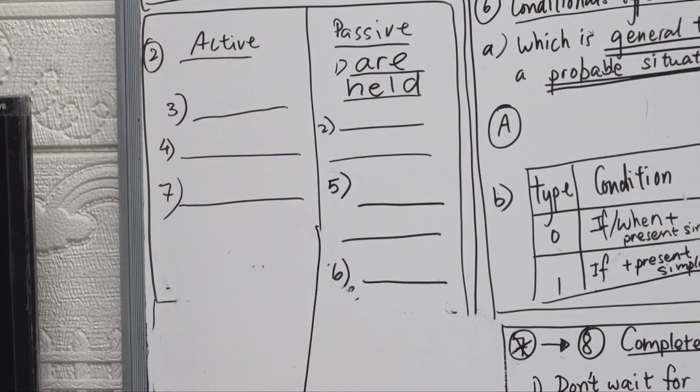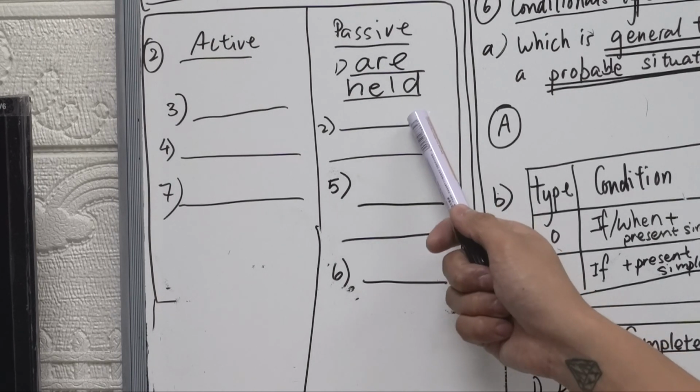Right? So what kind of tense is this? Are held. Not was held, right? Passive voice. What kind of tense? Present. Present what? Present plus past participle. Okay, good. Alright. So now let's go to number 2.